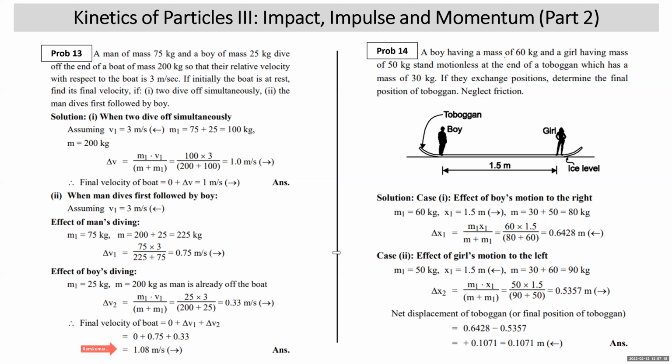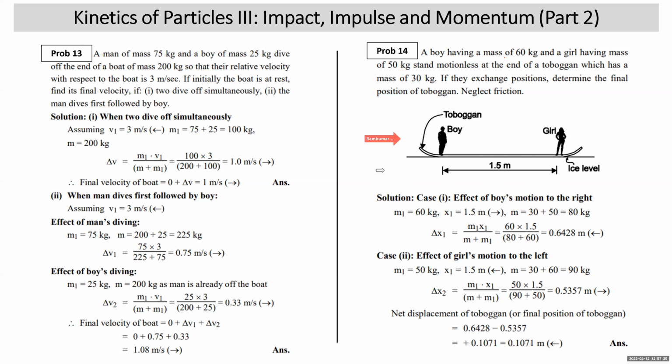Now we come to the next and the last problem. A boy having a mass of 60 kg and a girl having a mass of 50 kg stand motionless at the end of a toboggan which has a mass of 30 kg. If they exchange positions, determine the final position of the toboggan. Neglect friction.